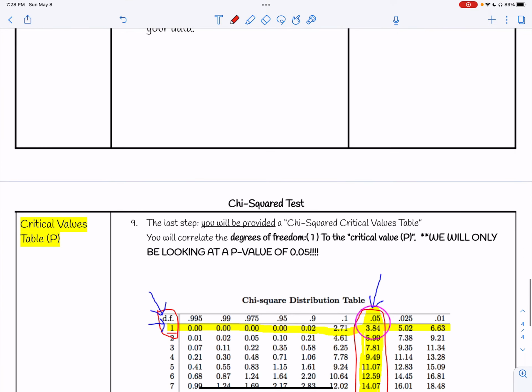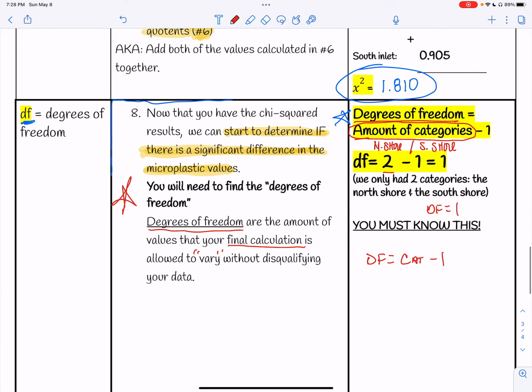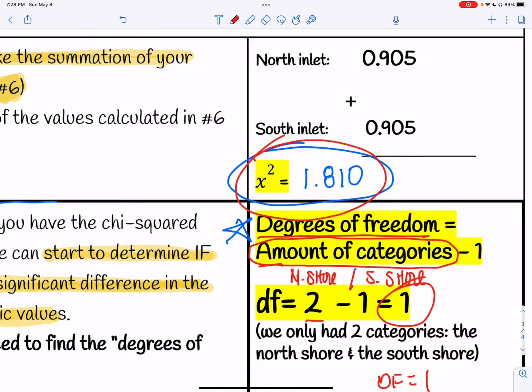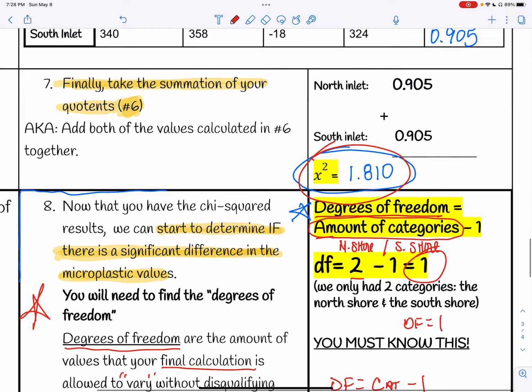All right. Now, you will be given a chart very similar to this. You will be provided it. This is the last step. So we have the amount that we know that our data is allowed to vary. That's the degrees of freedom. It's 1. We also have our chi-squared results. So these are the things we want to consider. Our chi-squared result is 1.810, and on our critical value chart for chi-squared, our degrees of freedom is 1.